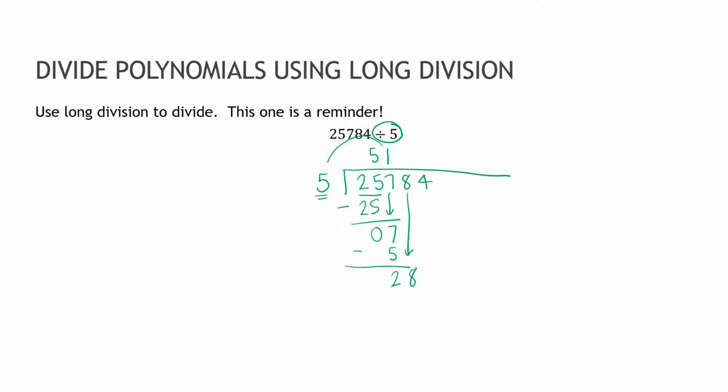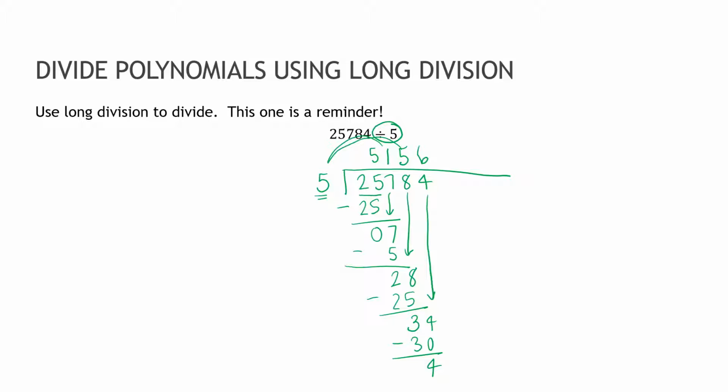5 goes into 28 5 times. 5 times 5 is 25, and I'm subtracting to get 3. Then I bring down the 4. 5 goes into 34 6 times evenly. 5 times 6 is 30. I'm subtracting, I get 4 left over.